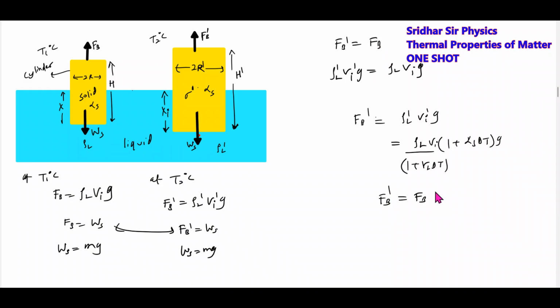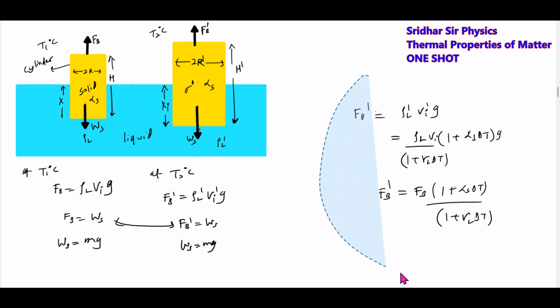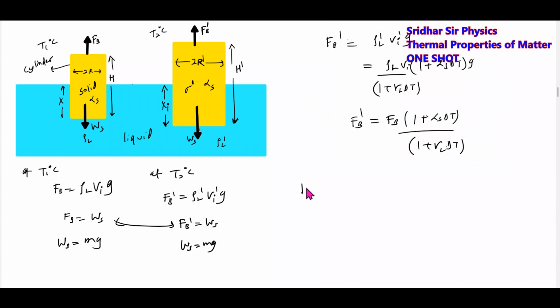Fb dash equals... and I'll remove this part. Okay, this is the buoyant force. So will the buoyant force increase or decrease? It depends upon this condition. Then afterwards, what about the volume immersed? So here we'll define the fraction of volume immersed. What do you mean by fraction of volume immersed? Fraction of volume immersed, K I'll call it. This should become X by H. What is X by H? X by H will be equal to, okay, this we have to write.